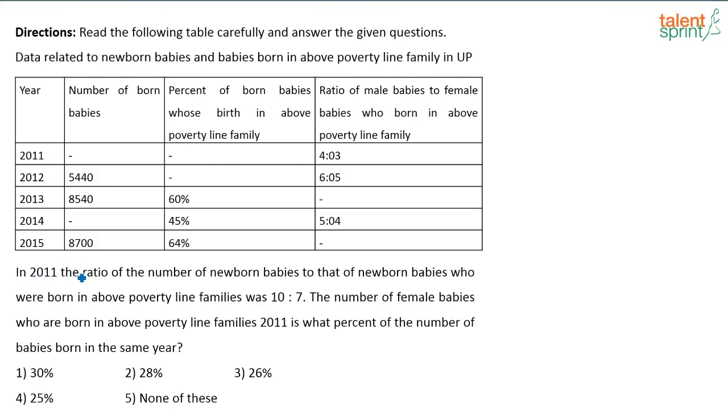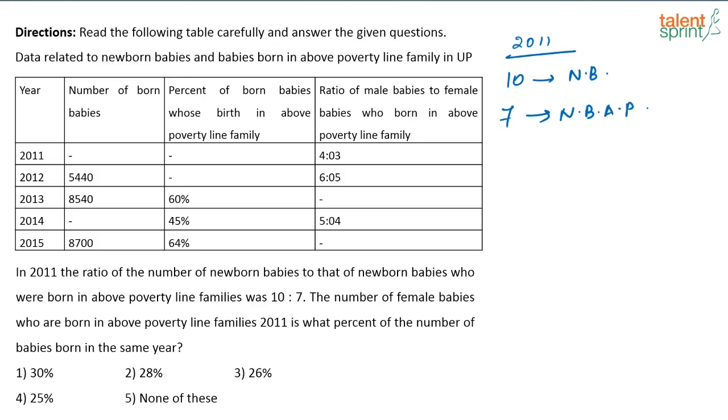So what is given here? In 2011, the ratio of the number of newborn babies to that of the newborn babies who were born above poverty line in the families is 10:7. So if I say in 2011, totally there are 10 newborn babies, out of this, 7 of the newborn babies are above poverty line. Correct? So next, what are they saying?